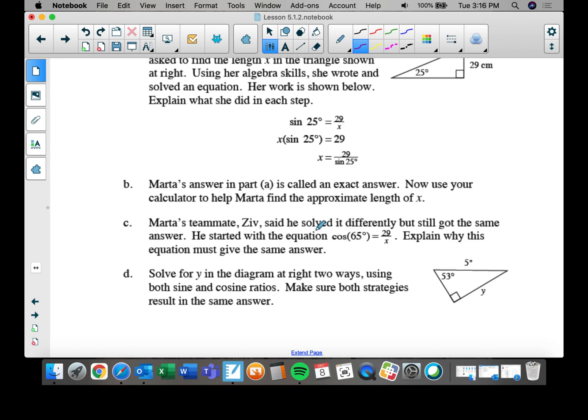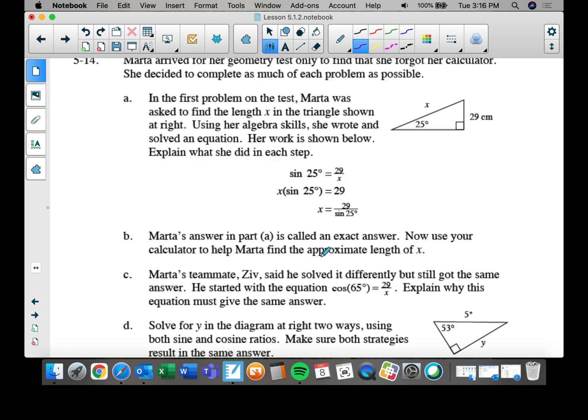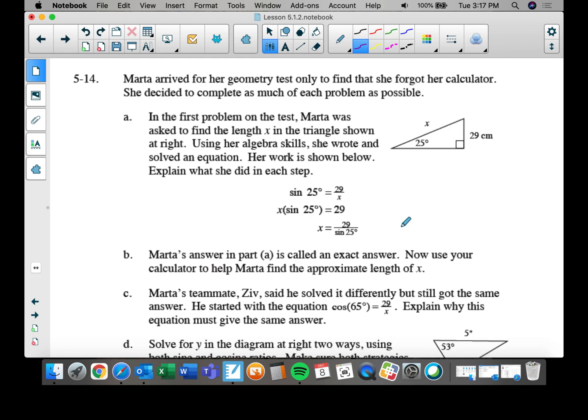Okay? If you take a look at part C, here's the last thing that I want you to take a look at. Notice it says Marta's teammate Ziv said he solved it differently, but still got the same answer. He started with the equation cosine of 65 equals 29 over x, and we have to explain why that still works. So if you look back up at this problem, what I want you to notice is that if you were to solve for the third angle, this is the 65-degree angle that he's using. And therefore, that makes 29 the adjacent leg, and x is still the hypotenuse, which is a cosine problem.